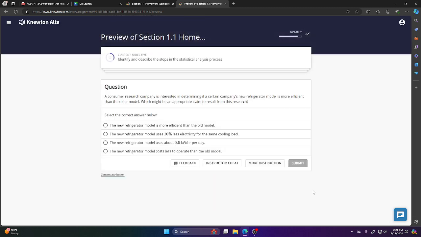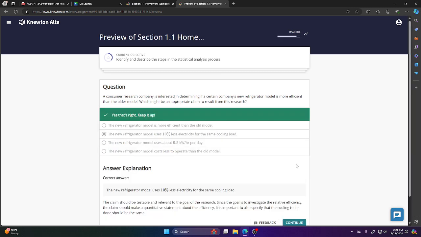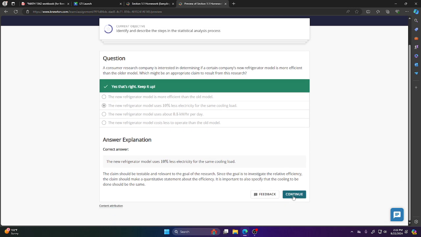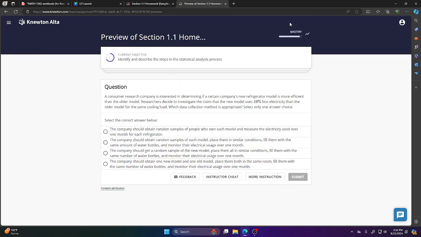Okay. Consumer research company determines that this new refrigerator is more efficient than the older one. We had this one on the workbook, didn't we? Now we can actually prove if it was right or wrong. And so I think that we had done the 10% less. Was that the one we had chosen yesterday or last time? I think so. Let's hit it. Oh, good. Okay, good. All right. Cool. How close are we? 92%? Should we just keep going or just shut it down now?